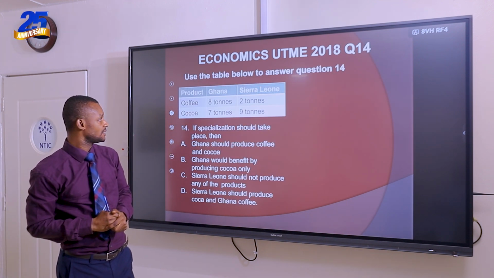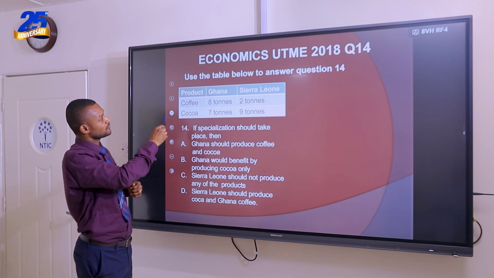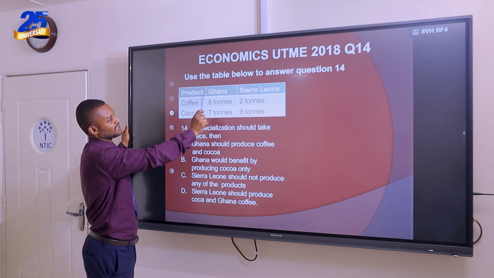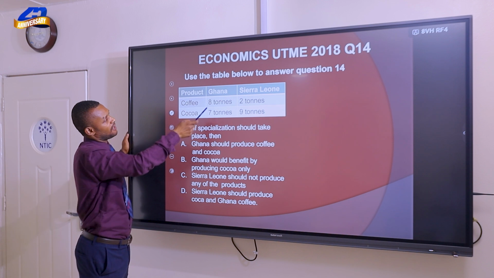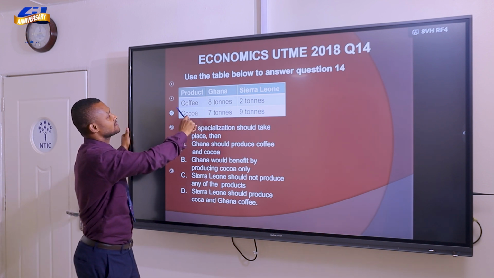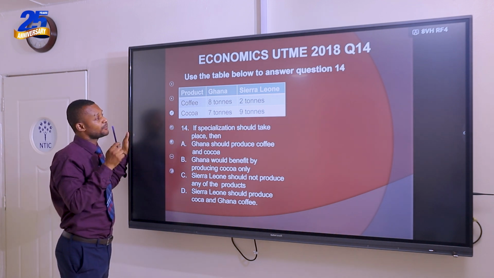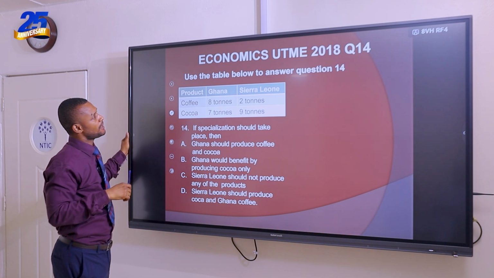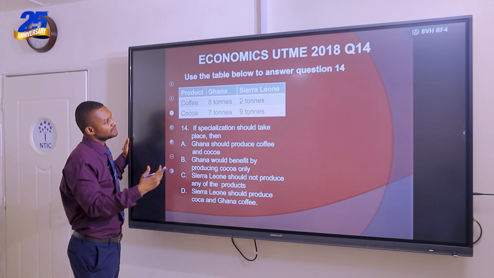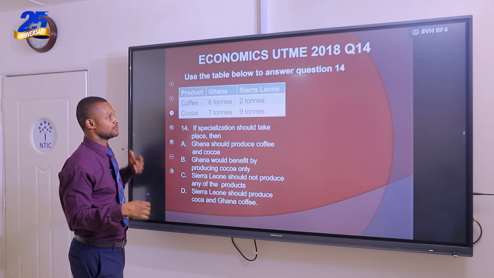Question 14. If specialization takes place, then, now from what we have here, we have two products and we have two countries. Let's take it that the countries are given the same resources. For instance, Ghana produced 8 tons of coffee and 7 tons of cocoa, and Sierra Leone produced 2 tons of coffee and 9 tons of cocoa. Remember what we said previously about international trade. Now here we are looking at the principle of cost advantage, where we are saying, can a country specialize in something it can produce more and then import the other one? What do I mean by this?